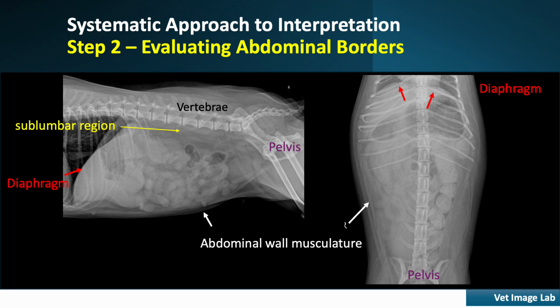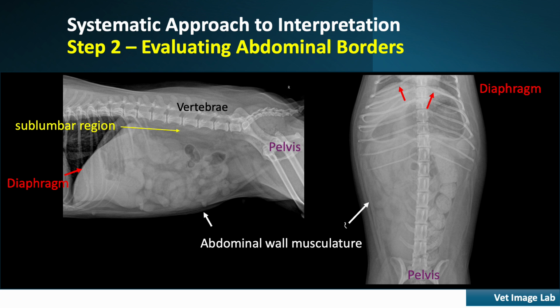Step 2 is to examine the abdominal borders. When we talk about abdominal borders, we are referring to key anatomical structures that define the outer limits of the abdomen. First, the diaphragm is a critical landmark. A normal diaphragm should have a clear, continuous outline. If you see any disruption, it could indicate conditions like a diaphragmatic hernia or a mass pressing against it.